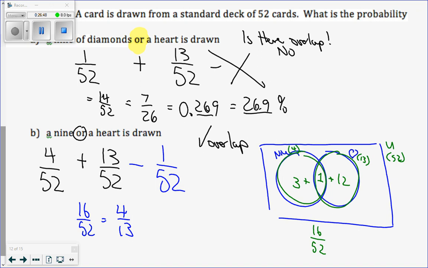I would say in the last semester, it was 50-50. Some kids really like set theory. Some kids really like the formula. It's up to you.